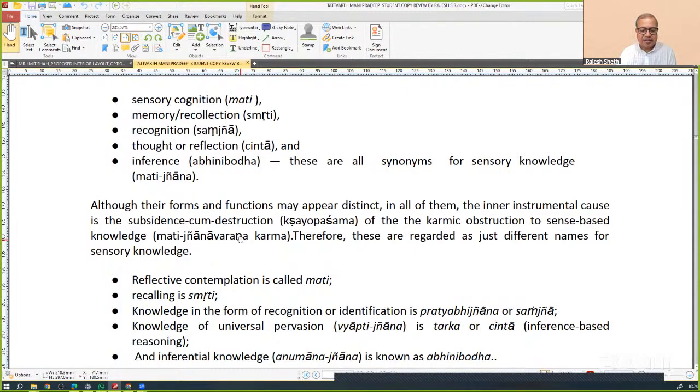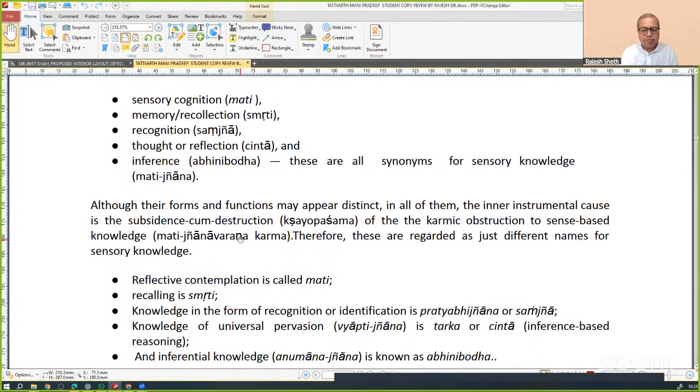And then there is reflection. Reflection is chinta. Okay, so that is also called tark or vyapti gyan in Hindi. So reflection is nothing but knowledge of universal pervasion. Okay, we are coming to the definition. And the last is inference.